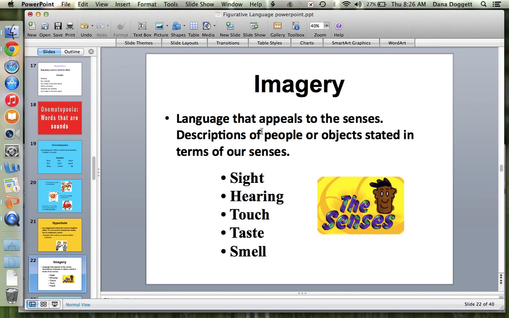Imagery is language that appeals to the senses. It's descriptions of people or objects stated in terms of our senses, which are, of course, sight, hearing, touch, taste, and smell.